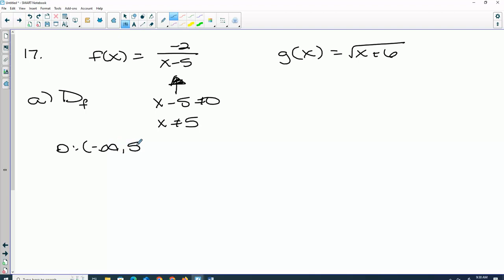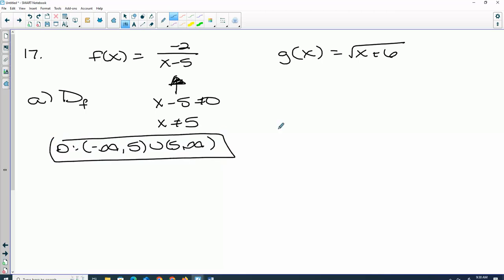So to write that, it's everything except 5: -infinity to 5, union 5 to infinity. Because it's only one value, I expect that interval. If you just said x cannot equal 5, I would take off 1 on the test. I do want the interval here.